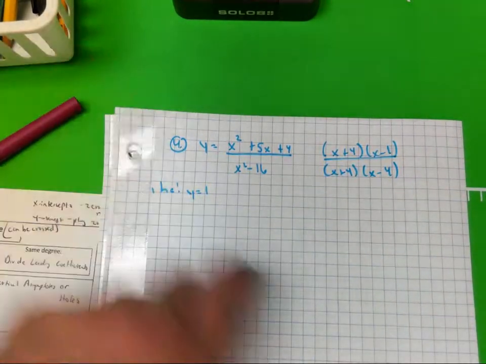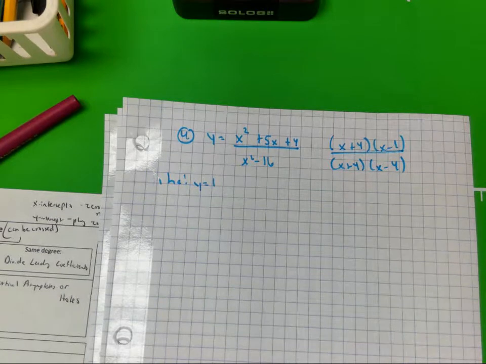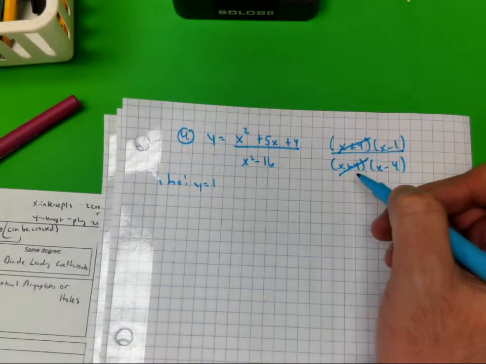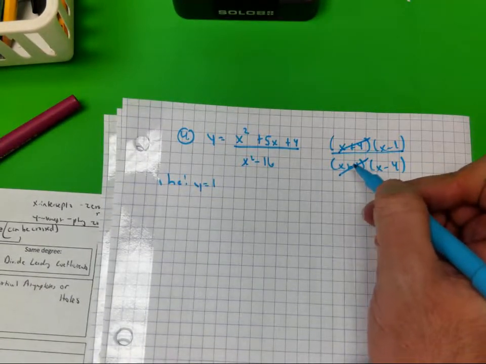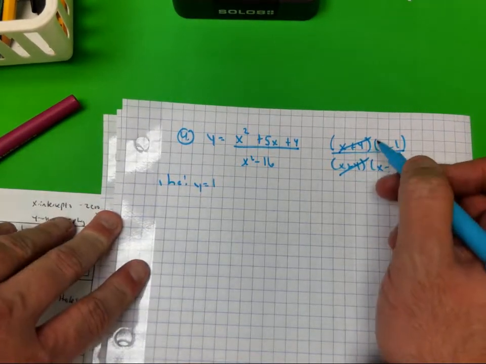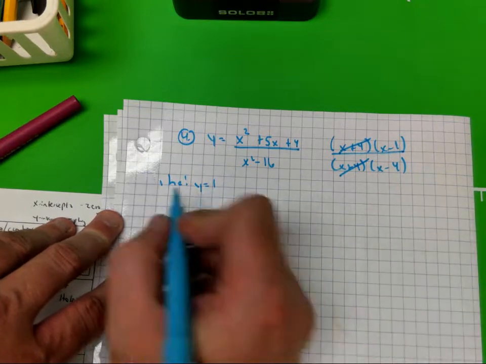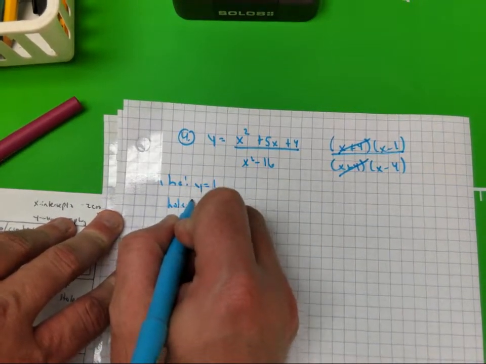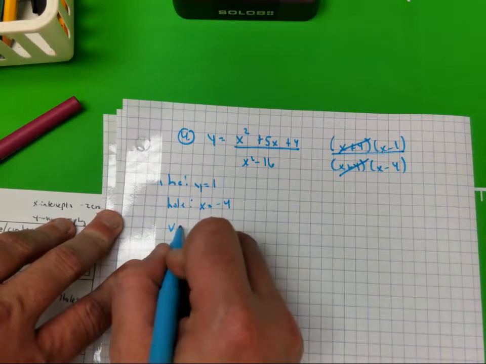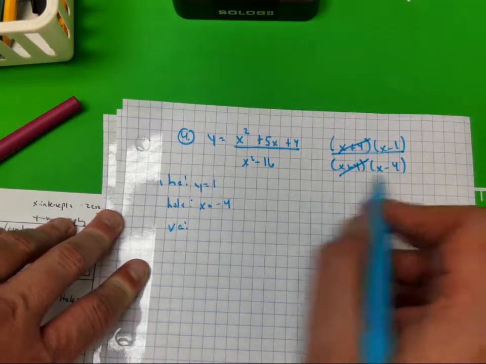I know that I cannot plug negative 4 and 4 into this function because it would make the denominator 0, therefore undefined. So I look here. I can cross this out though. X equals negative 4 is associated with that parentheses. So since I can cross it out, since I can remove it, that is known as a hole. There's a hole occurring at x equals negative 4. Then your VA would be x equals 4.